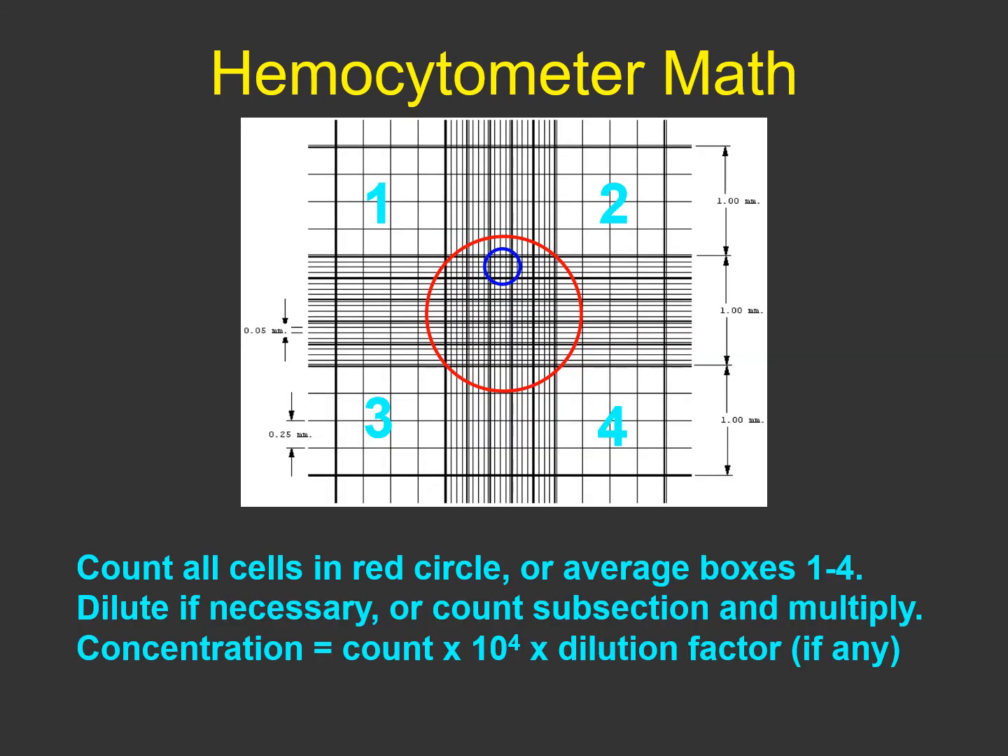After counting them, you'll take that count and multiply it by 10 to the 4th to get the number of cells per milliliter. One can also count multiple regions and average them, for instance, counting regions 1, 2, 3, and 4, and get an average, which will make it more accurate.